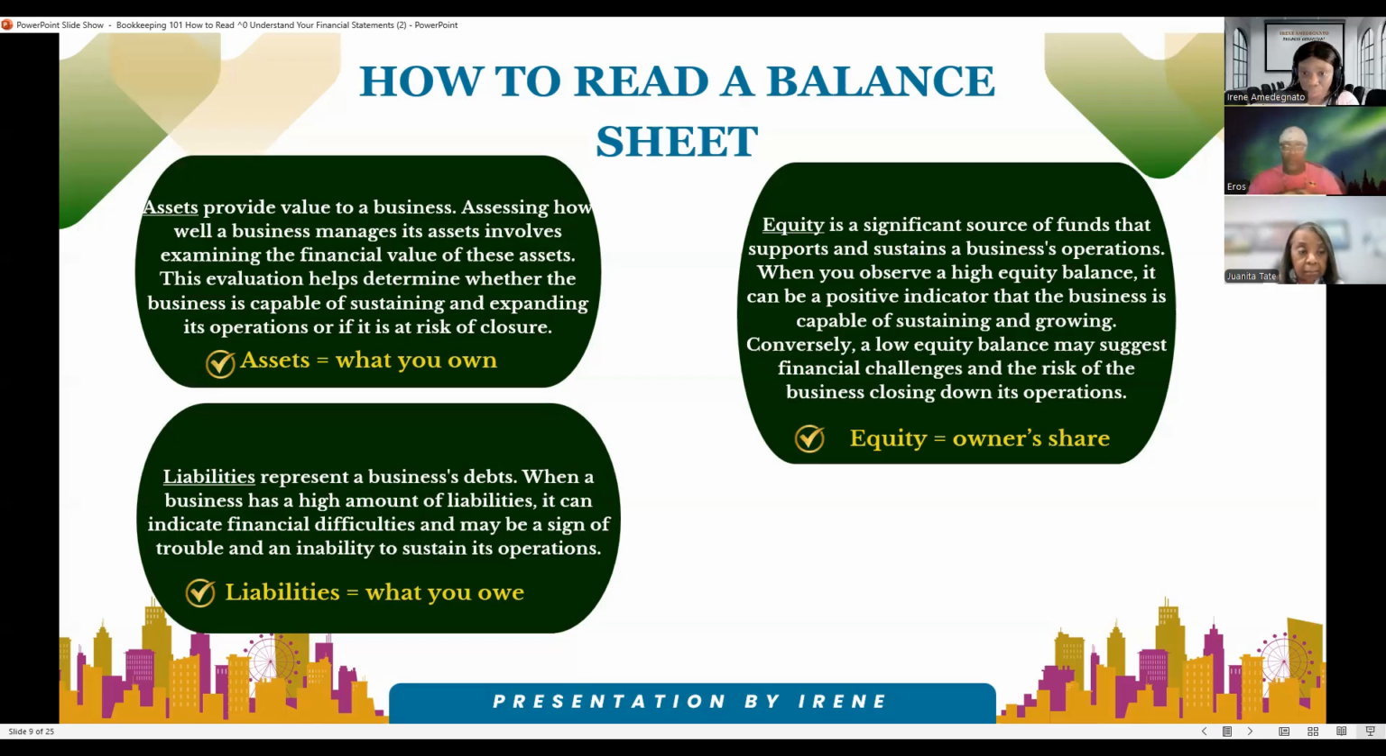It's what you owe. And then the equity, I just gave you an example of the capital, your investment. Again, it is a significant source of funds that support a business operation. For example, you take money from your personal account and put it in the business account. You're trying to invest, to support your business operation. You can use this money to grow your business. So again, this is ownership, an example.